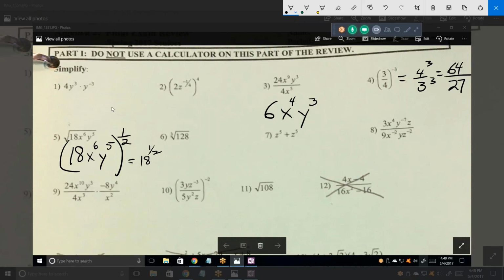9. No. Square root of 18 is not 9. I'm confused. Okay? What 1/2 means is square root. What's the square root of 18? It's not 9. 9 times 9 is 81. Oh, I thought it was half of the... No. That's 2 times 9. That's not what square root means.